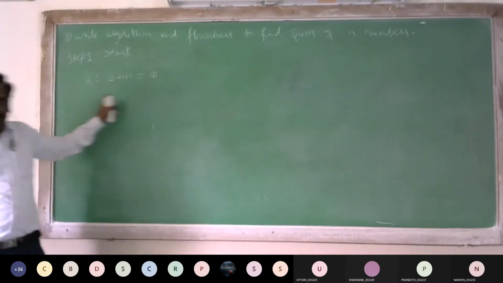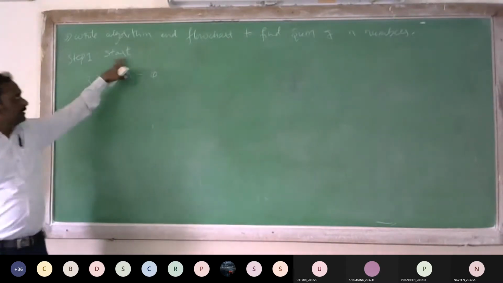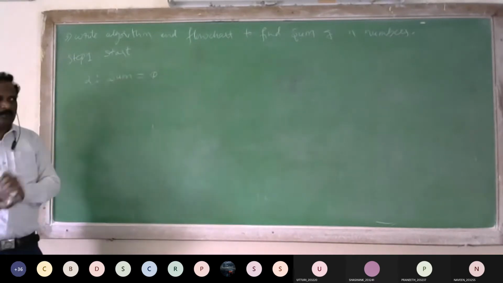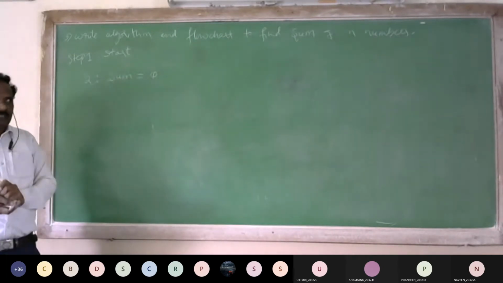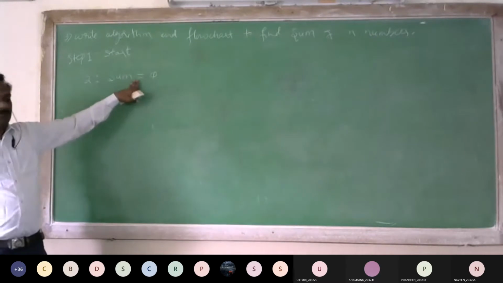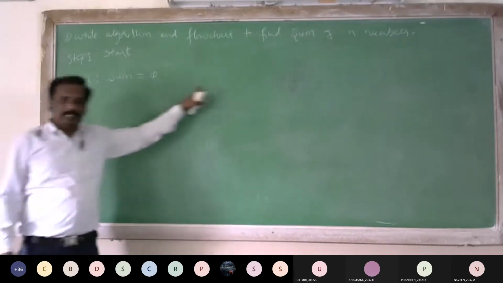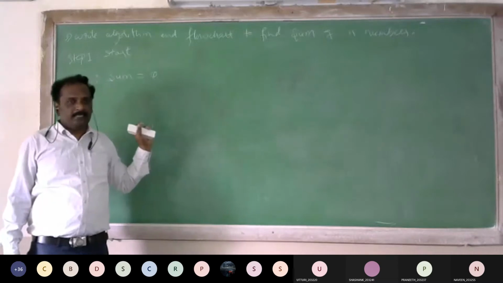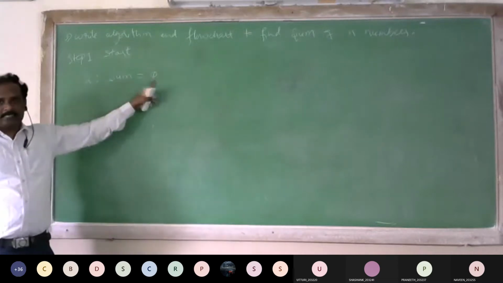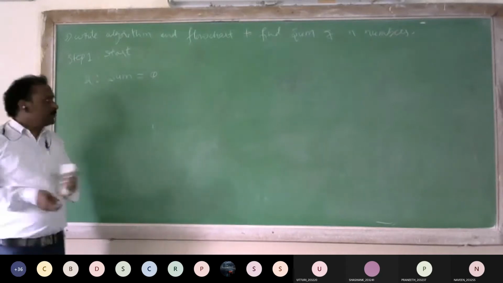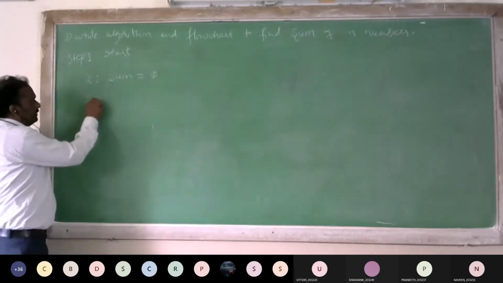Yesterday I wrote initialize. Here, in short, I am writing sum is equal to 0. It's only for our understanding. You can use the statement initialize sum is equal to 0 like that. Here I am writing it in short annotation as sum is equal to 0 because I have not started adding the numbers. So what is the first number?